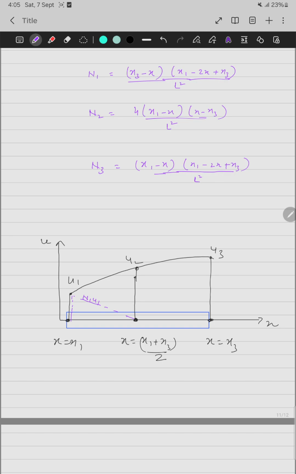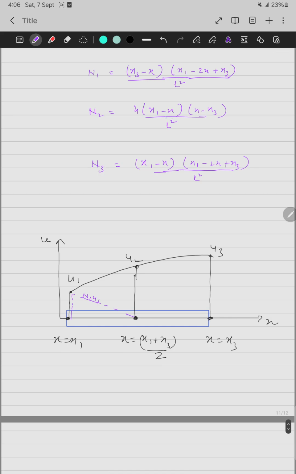Now n2 u2 will be, if you see, n2 will be 0 at x1 and x3, and it will be maximum at u2. So we can write, okay, let me change this color for u2. Let me make it red. So n2 u2, the shape function will be like this. So this is denoting n2 u2.